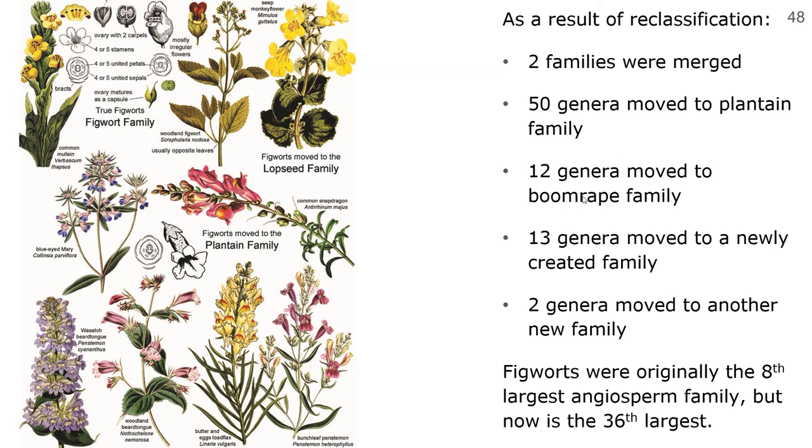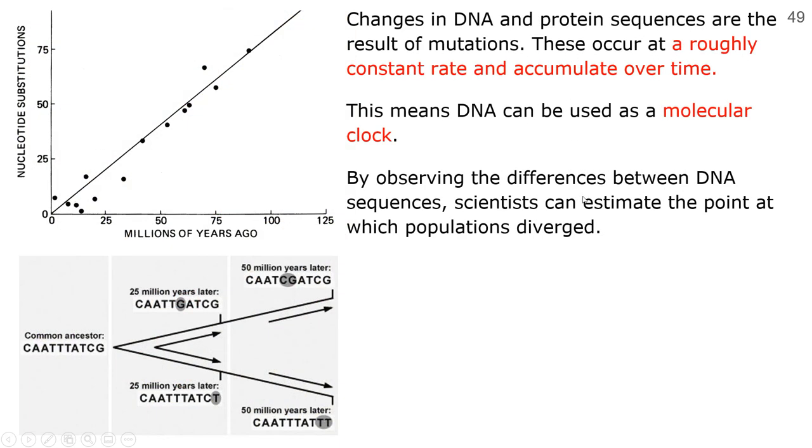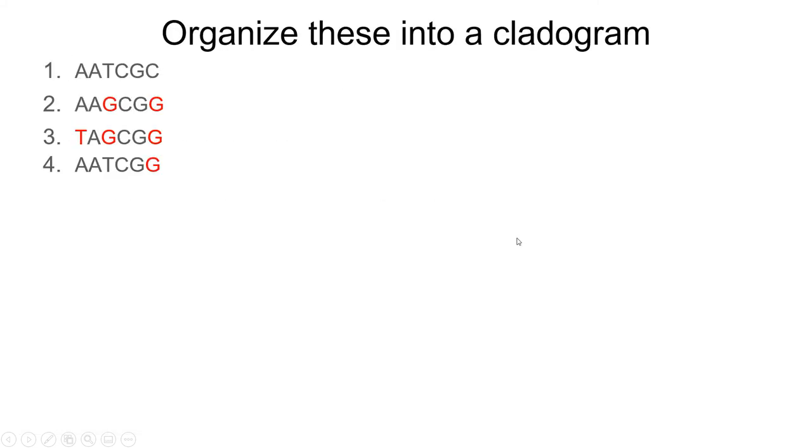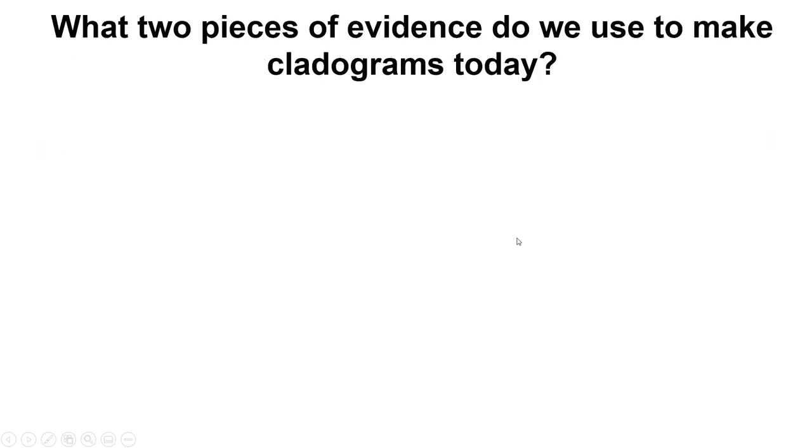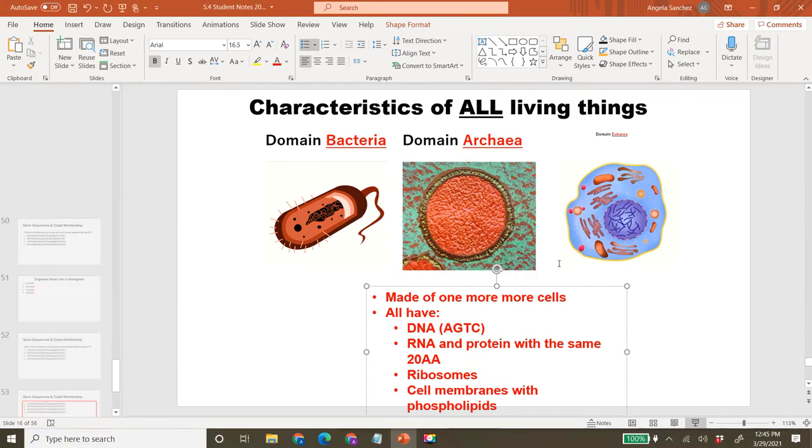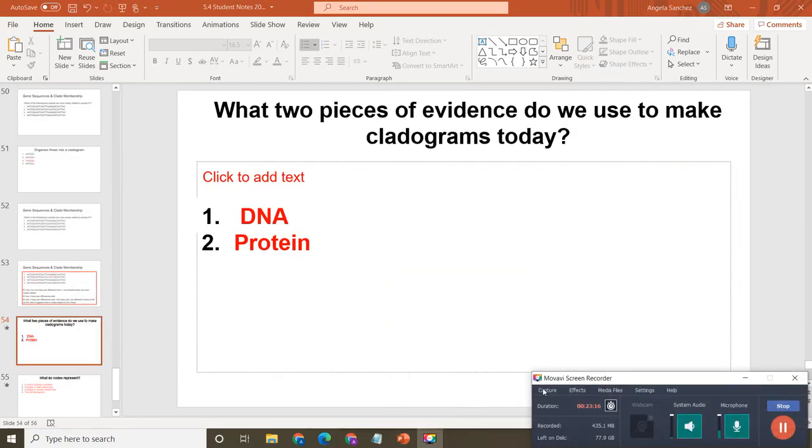So those reorganizations are probably going to become more common over time as they sequence more and more organisms. So just a reminder that DNA changes are occurring all the time through random mutation, and so we can use those DNA sequences to reorder them. So that is it for cladistics and the end of topic 5.